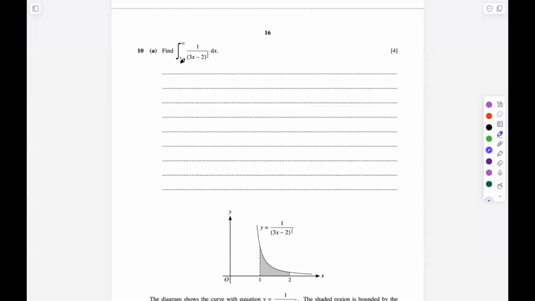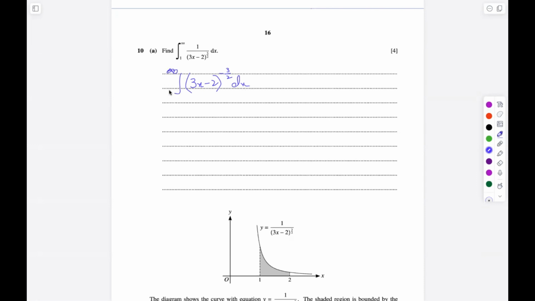In question 10a, we have to find the integral of 1 upon (3x minus 2) to the power 3 upon 2 with the limits infinity and 1. So in the first step, we'll integrate it by bringing the expression in the numerator. So this will become (3x minus 2) to the power minus 3 upon 2.